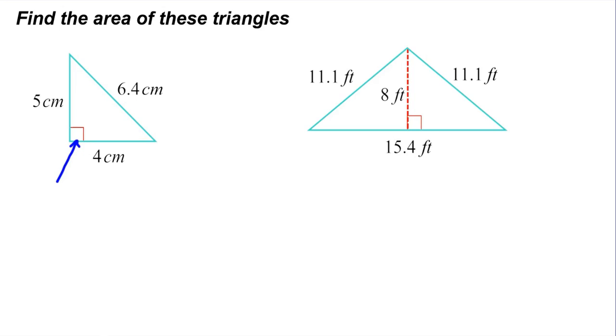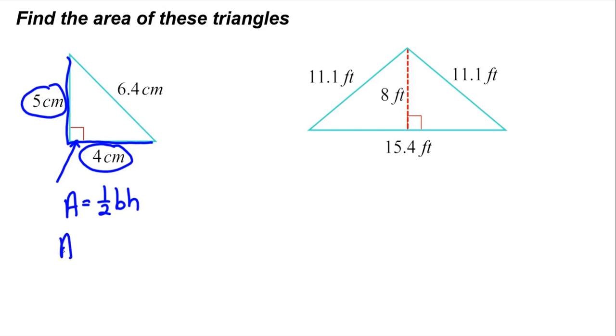So it's critical that we identify the base and the height correctly, especially when we're given more measurements than we need. So here in this triangle, we have 3 sides given, but only 2 of them are the base and the height. This right angle right here tells me that these 2 sides are perpendicular to each other. So these are going to be my base and my height. So the 4 centimeters and the 5 centimeters are the base and the height.